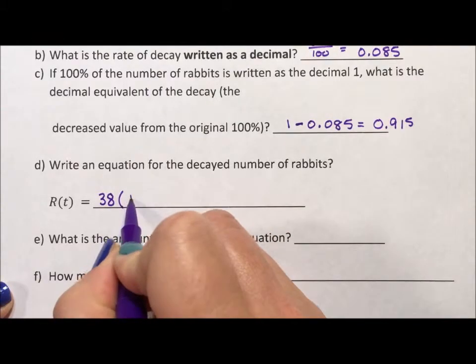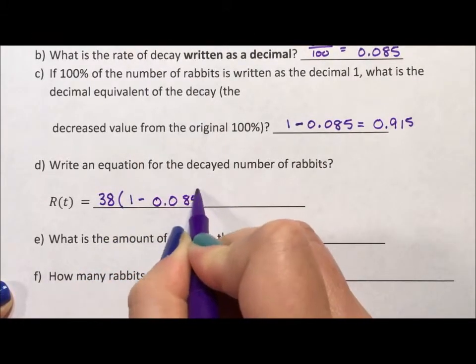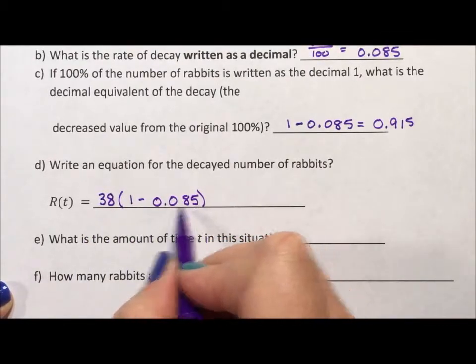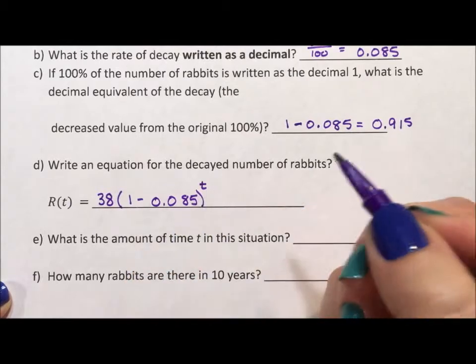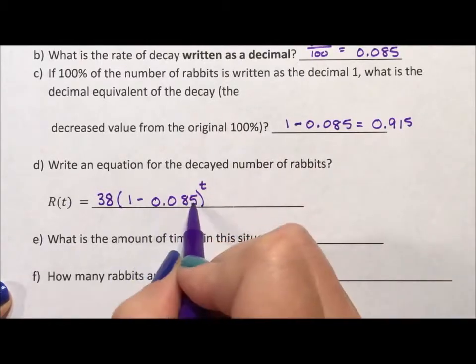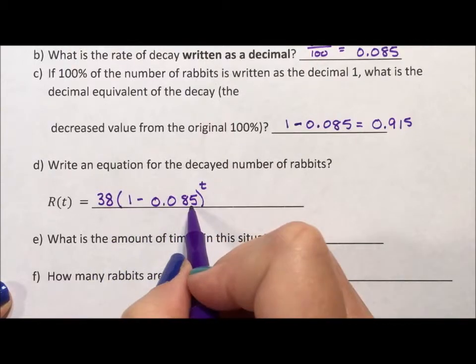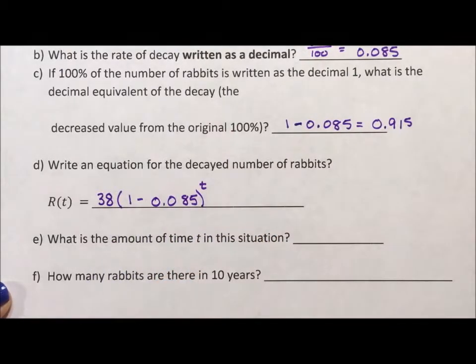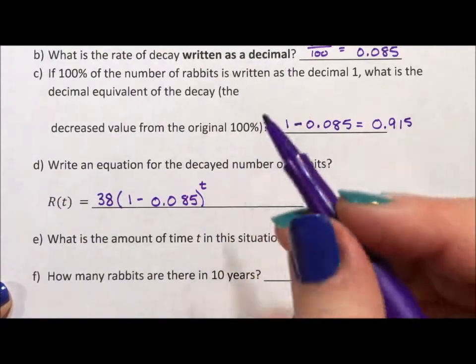So I'm going to stick with the 1 minus 0.085. You are welcome to go to the other form. I just really like the clarity of this form. And then my exponent is going to be t. It's exponential. We multiply by this decay factor. So every time we want to go down, we need to multiply. So it's an exponential because the exponent is a variable.